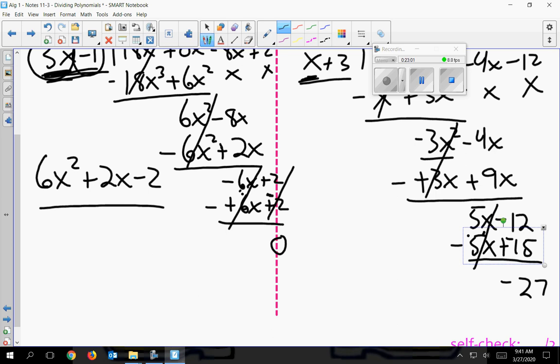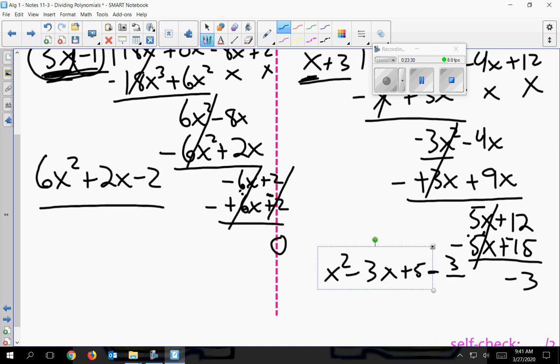Oh, made a mistake there. Gotta read. This was a positive 12 right here. Okay, made it negative 12. Okay, so that's going to get me a negative 3. Sorry about that. So my answer is going to be what I have as my divisor, x squared minus 3x plus 5, and I had a remainder this time. It was negative 3 over what I was dividing into. Okay? All right. So there you go.